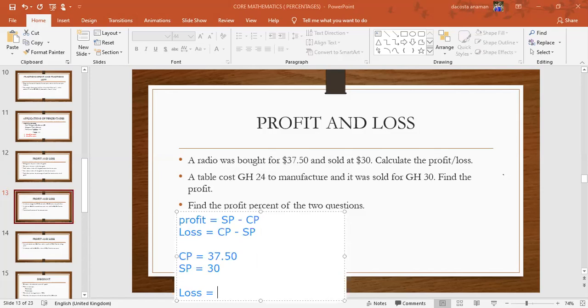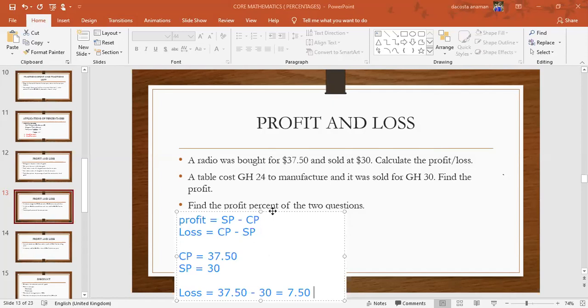So the loss will be equal to the cost price, which is $37.50 minus $30. And that will give us $7.50. I hope that's clear. So that's how we calculate for profit or loss. And in this question, we had a loss. Now, the second question is yours.